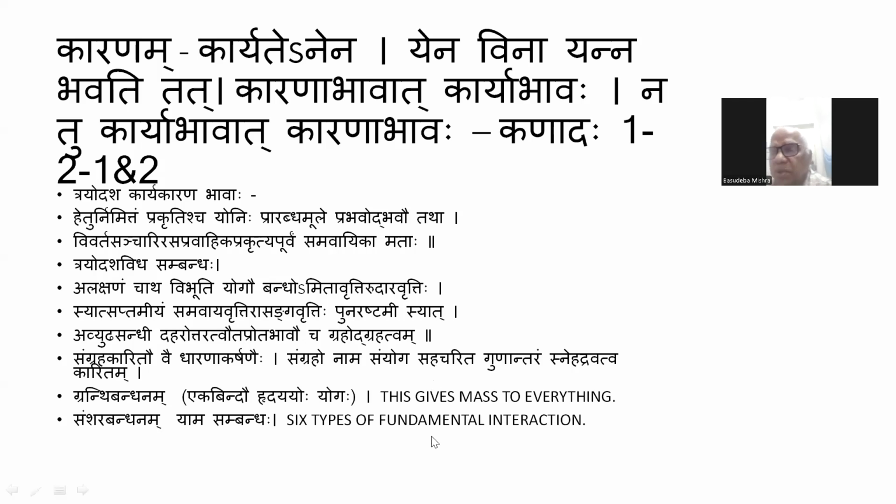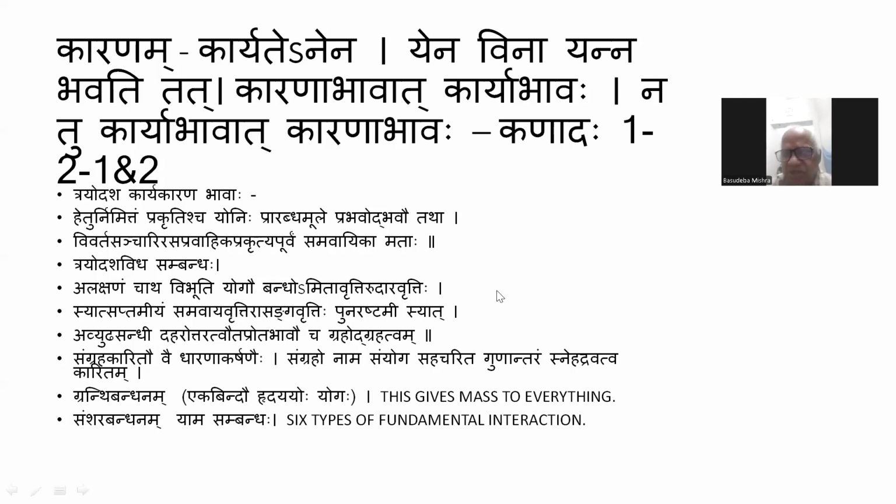This bandha has two divisions. One is called granthi bandhanam. That is when the two nuclei are joined together. And when there is interaction within the electron cells, that is prushtha sambandha. When two things join together which can be separated, that is called samsara bandhana. Samsara means loose. Samsara bandhana can be of 6 types.